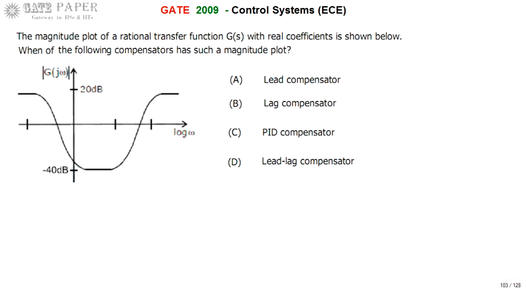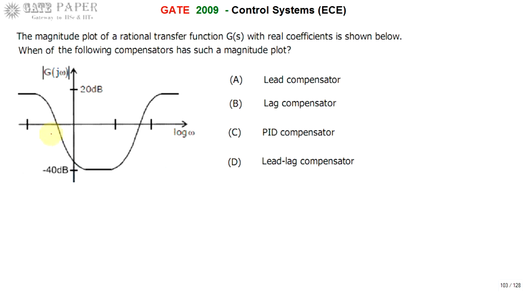Hello, we are discussing the GATE 2009 ECE paper. The magnitude plot of a rational transfer function G(s) with real coefficients is shown below. Which compensator will have such a magnitude plot? A. Lead compensator, B. Lag compensator, C. PID, D. Lead-lag compensator.